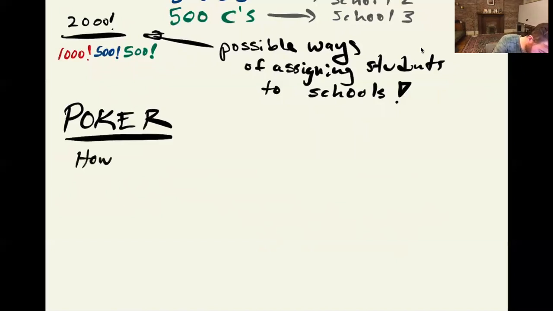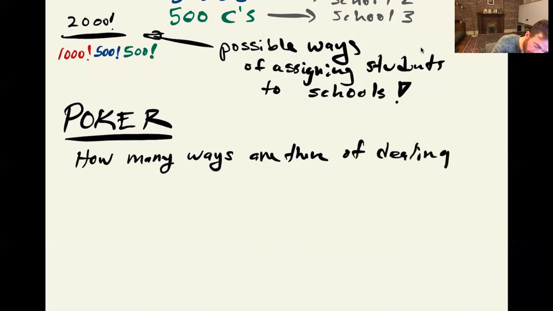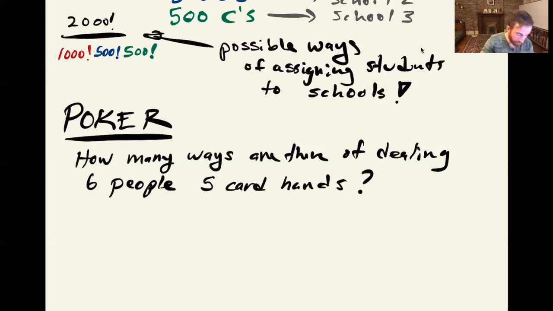So how many ways are there of dealing six people 5 card hands? So again, let's go that same way. How would you do this problem intuitively, assuming you didn't know anything from today's lecture?